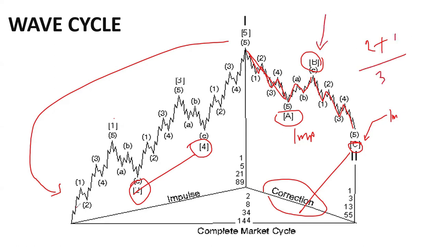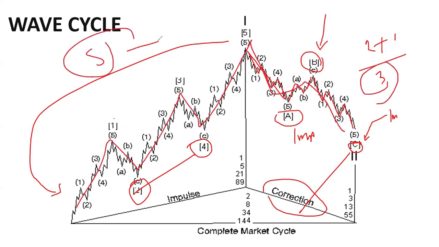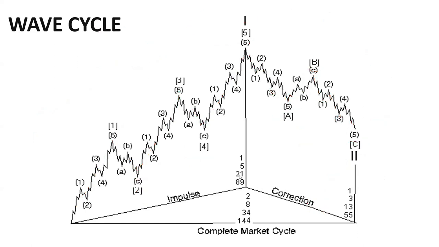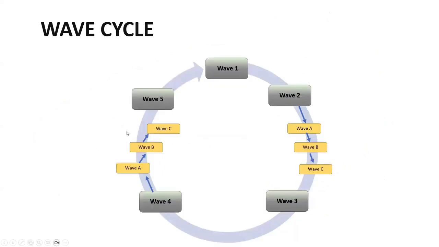So, when wave 1 occurs, wave 1 has 5 waves. After that, it goes to ABC correction. ABC is wave 2. Again, 5 waves form after that, and it goes to wave 4. In wave 4, there are 3 waves, A, B and C. Then wave 5 is simple, 1, 2, 3, 4, 5. This completes wave 5 and ties back to wave 1 as shown in the next slide.